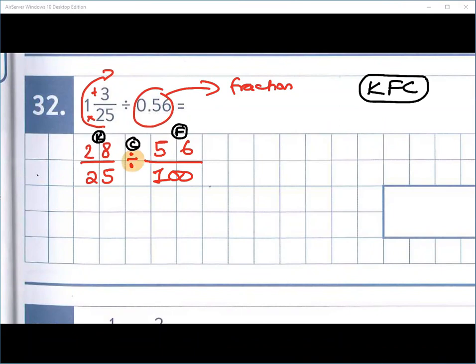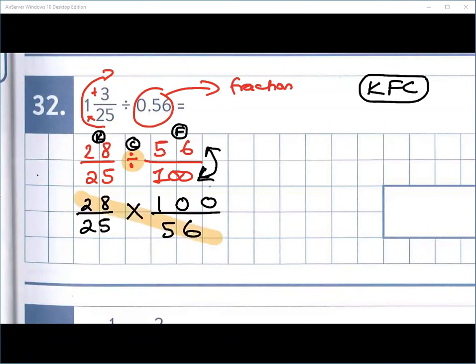So that'll give you 28 over 25 times, and then we flip the second fraction upside down like a burger. Okay, flip it, and that gives you that. Now, what can you do now? Cancel. Can you cancel this way, that way? Cancel 25 and 100 both ways. So 25 and 100, what will they cancel by? They cancel by 25, so that's 4 and 1.